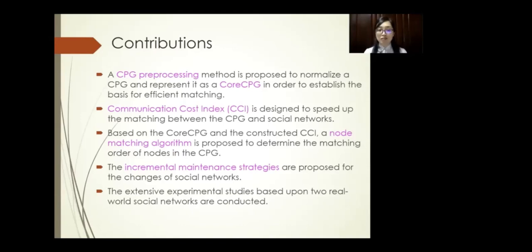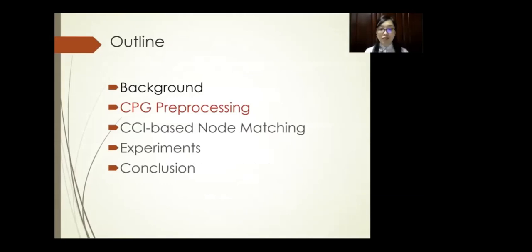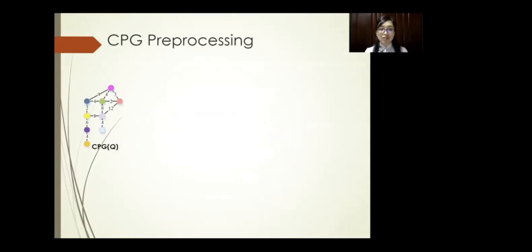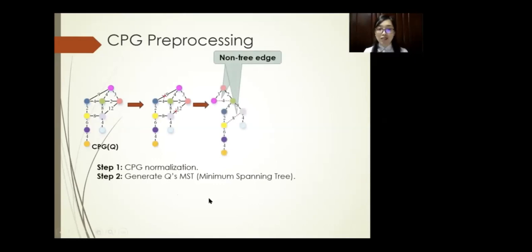We adopted the idea of divide and conquer. First, divide the CPG into several parts, and then match them one by one to reduce the matching cost. We propose a CPG preprocessing method. Step 1 is CPG normalization. The goal is to remove all the redundant edges from the CPG. For example, there are 2 edges removed from the CPG. Second, generate the query's MST. Then we can determine the non-tree edges. Here, the non-tree edges mean the edges in the query but not appearing in the query's MST.